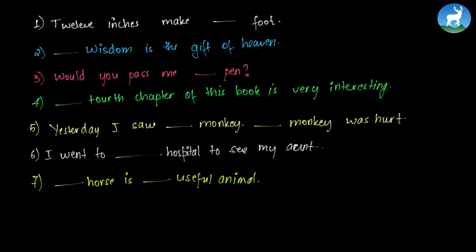So the first sentence, 12 inches make a foot. 12 inches make 1 foot. So we can say 12 inches make a foot. Wisdom is a gift of heaven. Here, wisdom is not specific. This is generalized. This is something general, so we leave it empty. Wisdom is the gift of heaven.